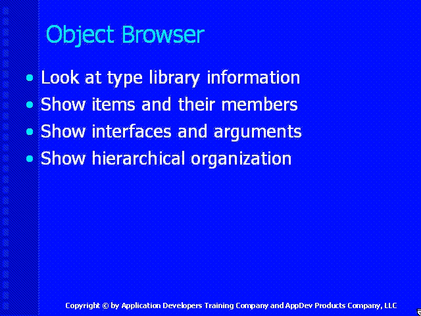The object browser was pretty nice. We looked at that. We learned that there's a shortcut for that. Control-Alt-J will open up the object browser. This allows us to look at so-called type library information. It'll also show items, their members, interfaces, arguments for the different methods that are available. It shows all of this in a hierarchical organization.